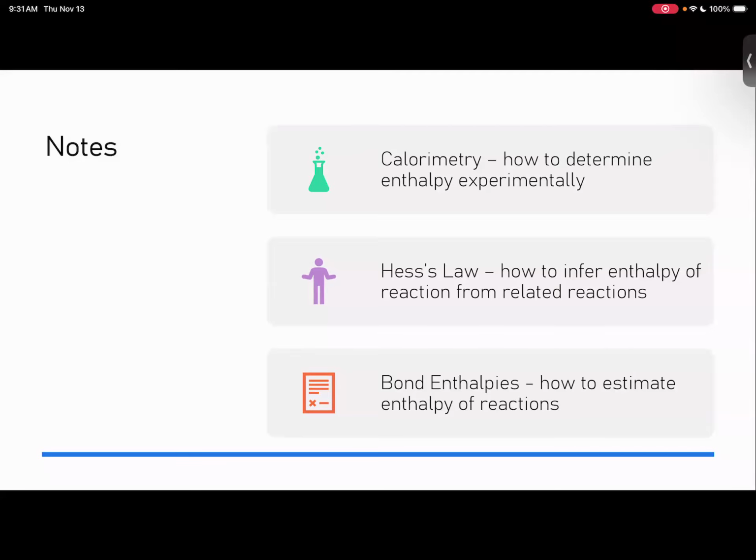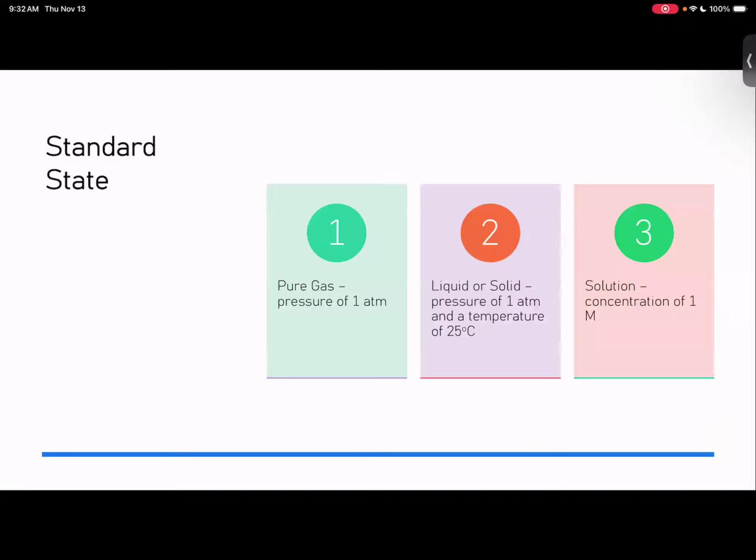So what have we discussed? We have discussed calorimetry. Calorimetry is how you would determine enthalpies experimentally. We've discussed Hess's law. Hess's law is how you can infer enthalpy based off of a series of reactions. And we have discussed bond enthalpies. Bond enthalpies are a way of estimating the enthalpy of the reaction. Now we're going to get into calculation of enthalpy using standard enthalpies of formation.